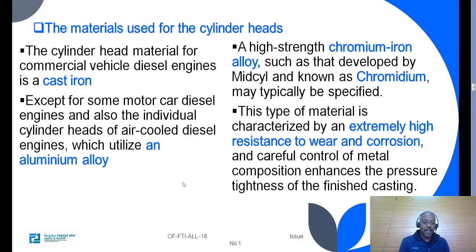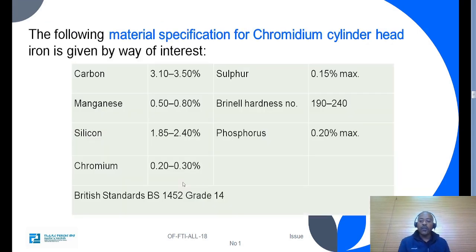This type of material is characterized by an extremely high resistance to wear and corrosion, and careful control of metal composition enhances the pressure tightness of the finished casting. The following material specification for chromidium cylinder head iron is given by way of interest.